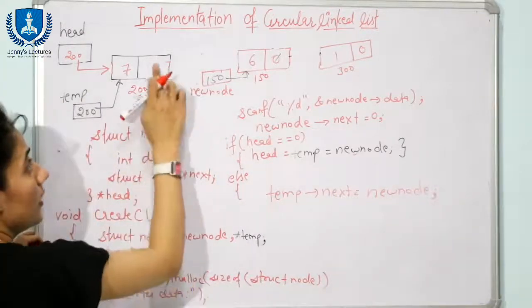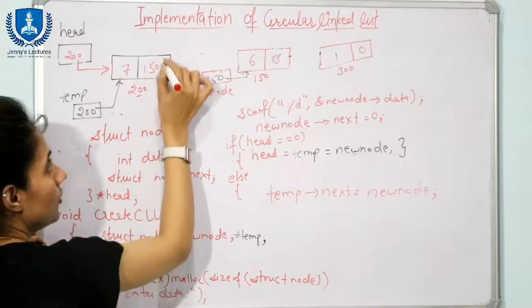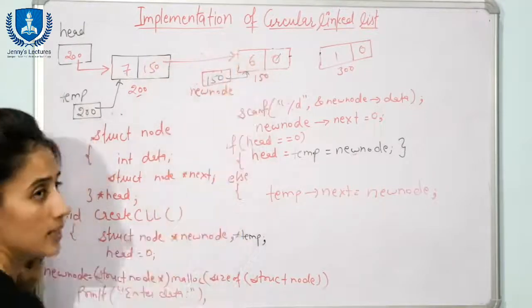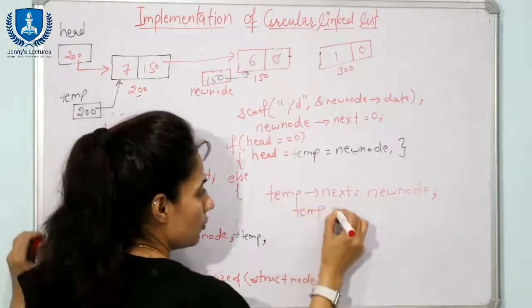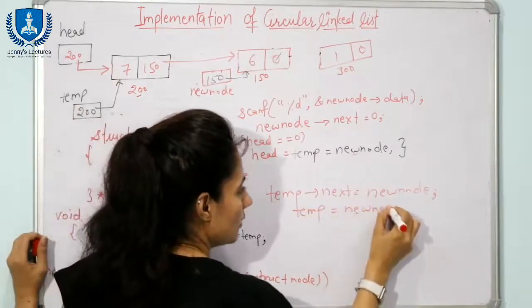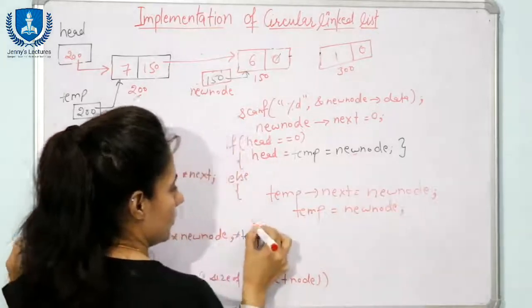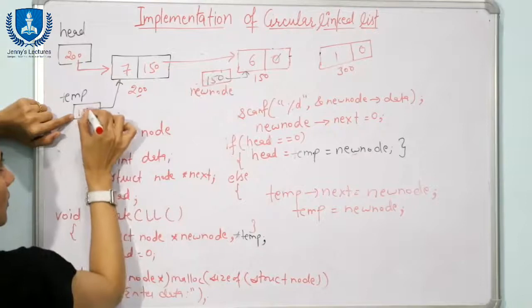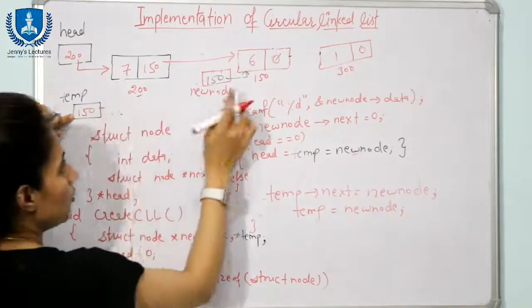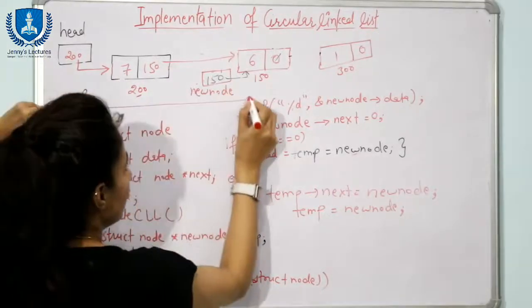And now here I have 150. So now there is a link between this and this. As well as we will do what? In temp now we are going to store whatever the value in new node. Fine. So now in temp also we are having 150. So now temp is pointing to this node.